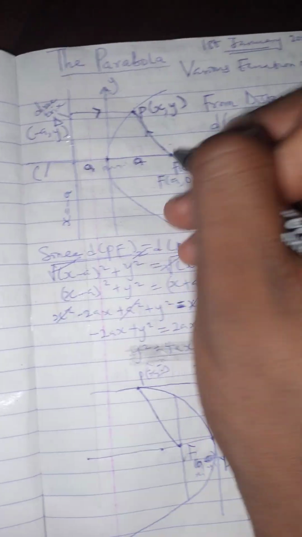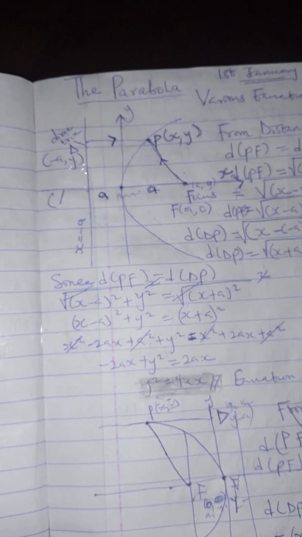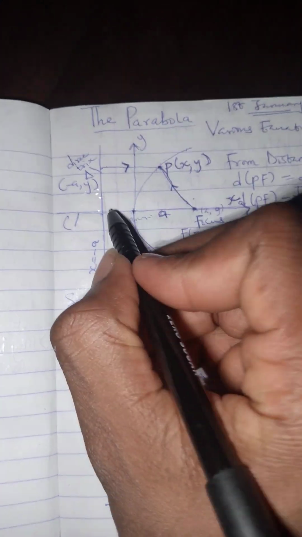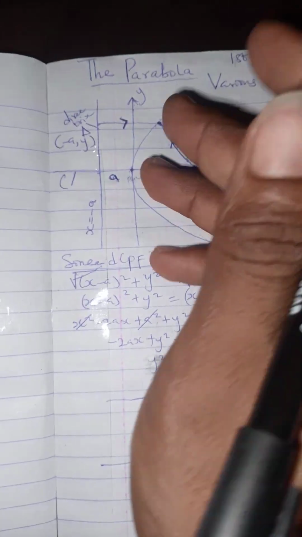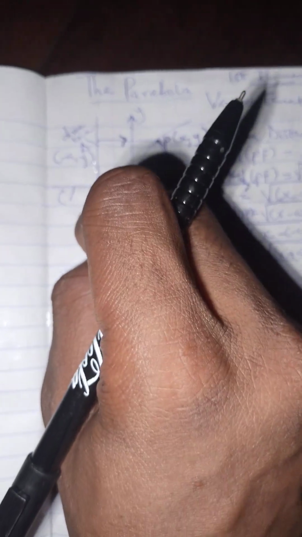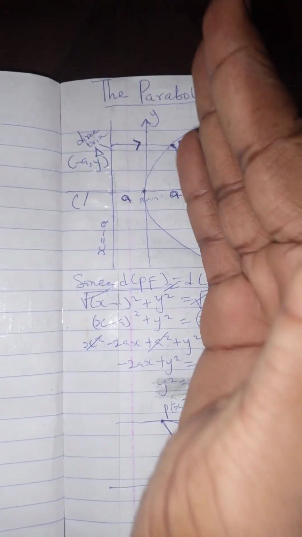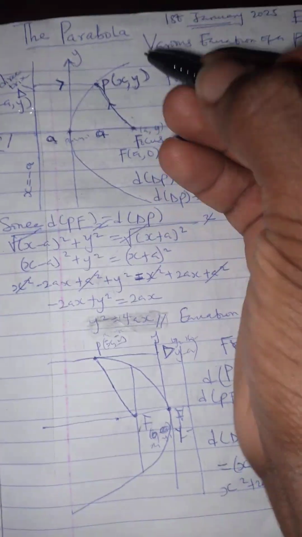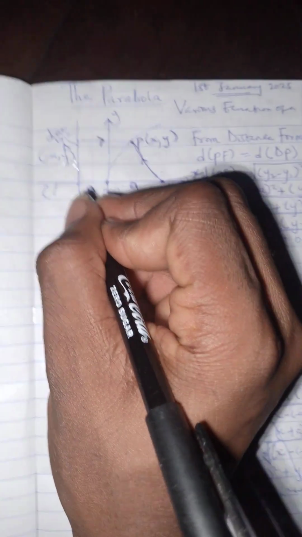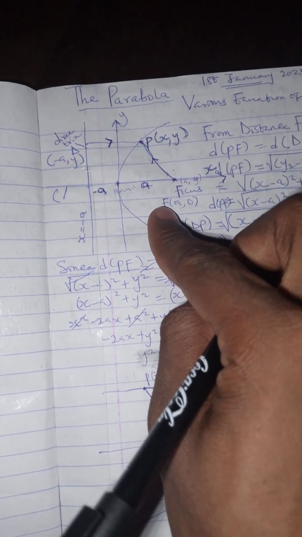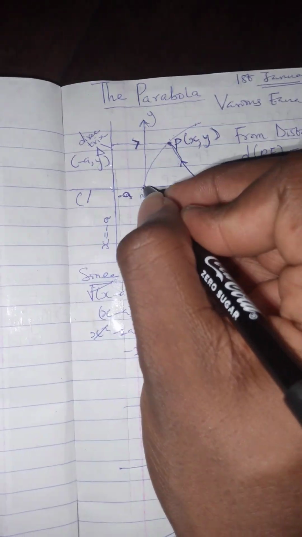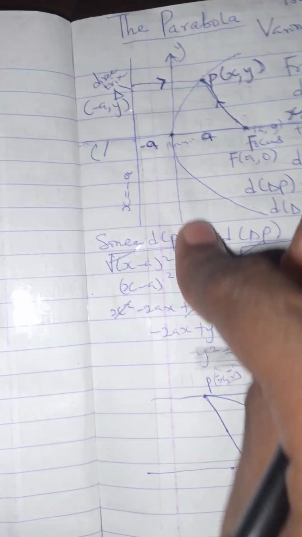So from the focus to the vertex is A, then from the vertex to the directrix is also A, but this A will be in the negative form, since it's falling at the back side, at the negative x-axis. We are looking for the focus. This point that we call the vertex is the origin. This is negative x, this is positive x. It's just like our normal graph.